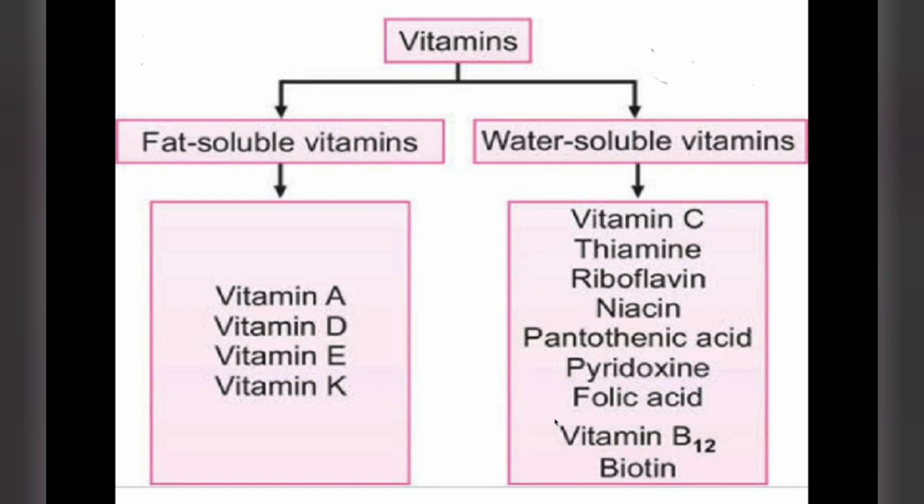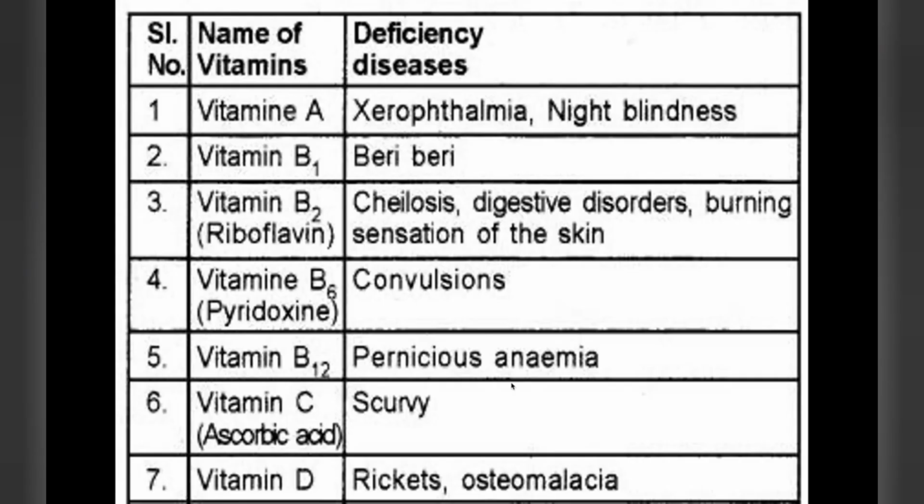Exception is B12. You have to remember the exceptions as well, because you'll get such questions for NEET exams for sure. Fat soluble vitamins include vitamin A, vitamin D, vitamin E, vitamin K. Water soluble vitamins include vitamin C, thiamine, riboflavin, niacin, pantothenic acid, pyridoxine, folic acid, vitamin B12, biotin, etc. For the exam, they'll be asking the name of the vitamin and which category it belongs to. So you have to be thorough with this table.